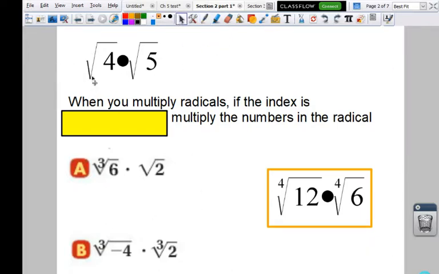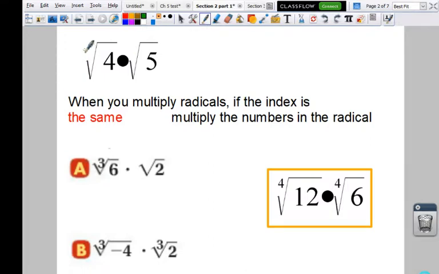So I have square root of 4 times square root of 5, right? I can multiply radicals if the index is the same for both things. We can multiply them together and put them inside the same radical. So square root of 4 times the square root of 5, what's the index on both of these?